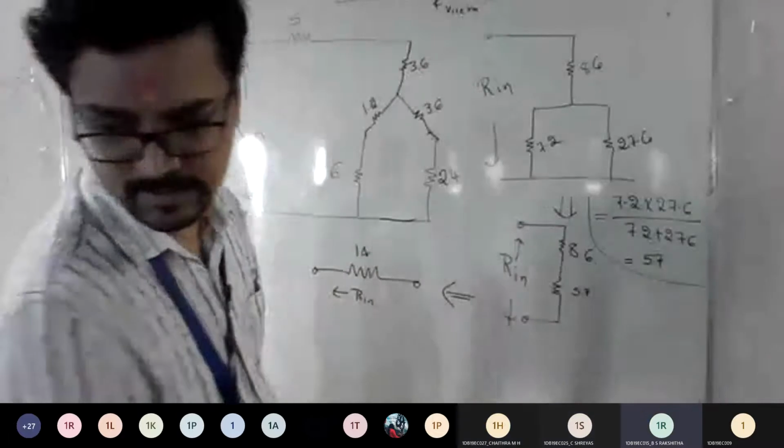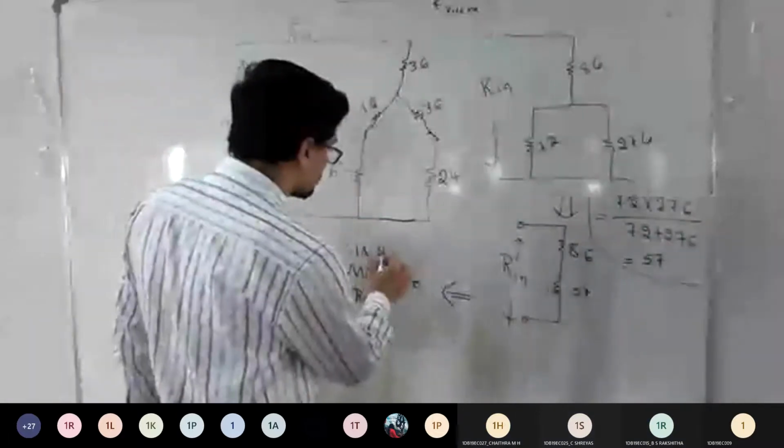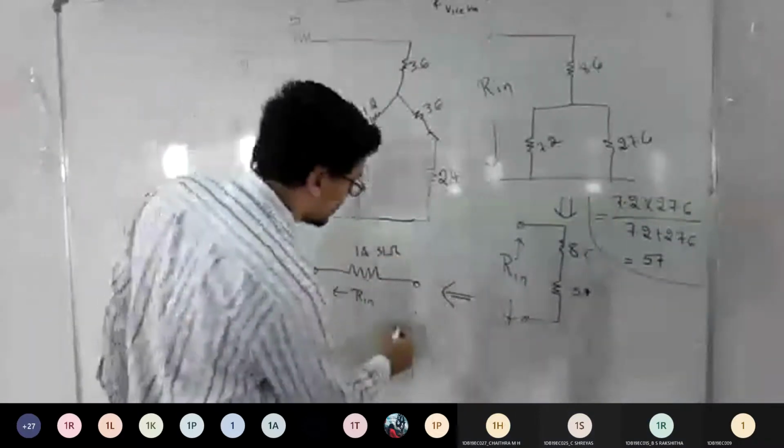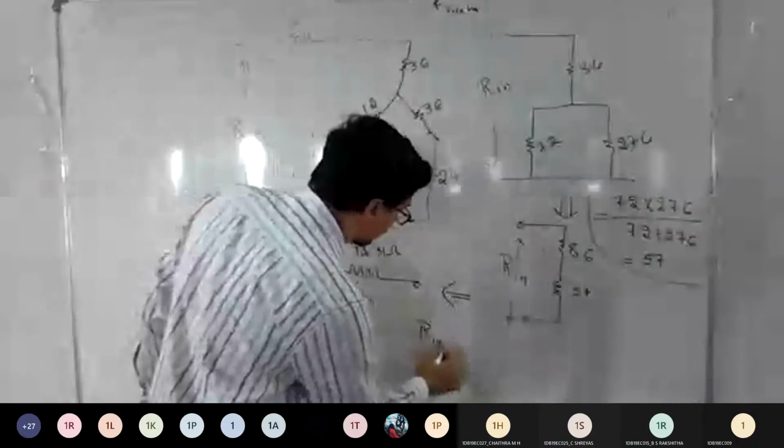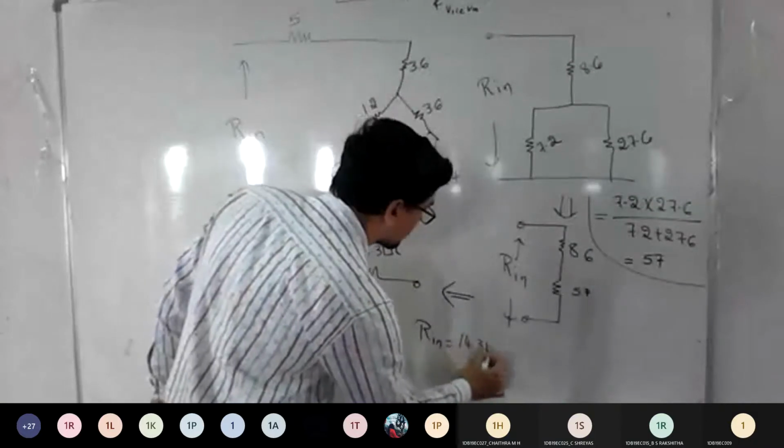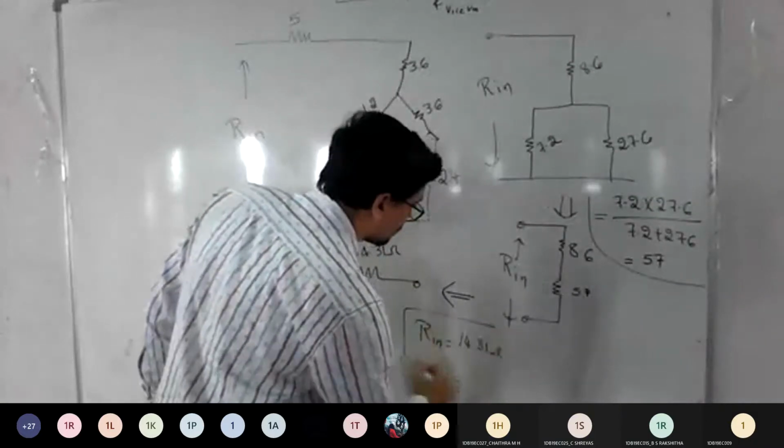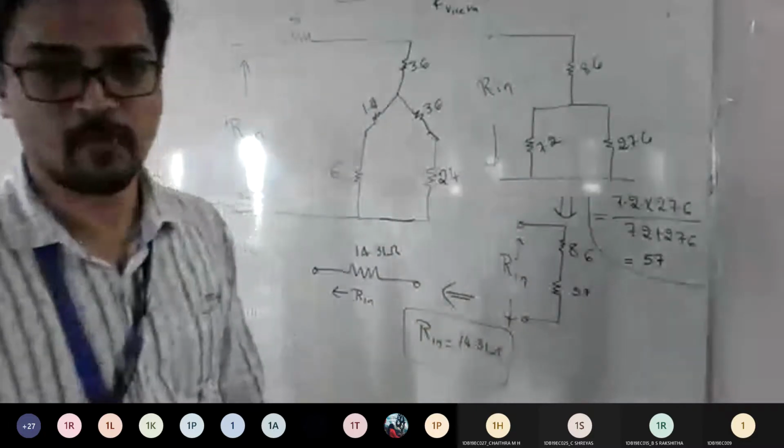14.31 ohm. Therefore, Rin is equal to 14.31 ohm. So this is the end of your problem.